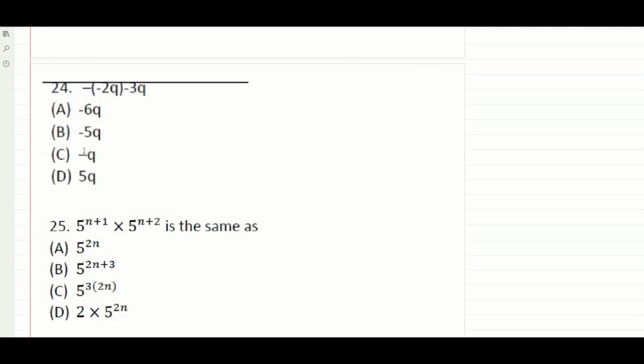Right, let's look at 24. They said do this, so we always do brackets first. So minus by minus 2q is positive 2q minus 3q. So 2q minus 3q is equal to negative q. So the answer is C.